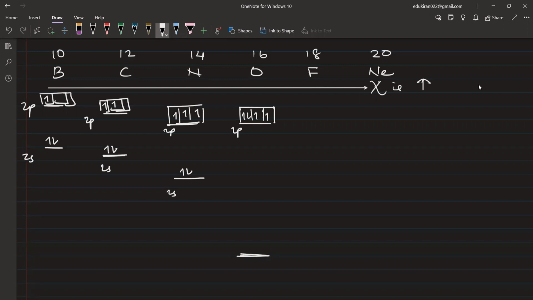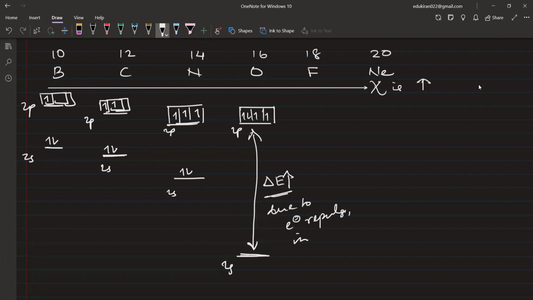Why? Because to compensate for this particular pairing repulsion, there is a pairwise repulsion in these 2 electrons, and to compensate for that, this 2s goes very low, and that is why there is a huge difference in energy when you have 2s and 2p of oxygen. Okay, difference in energy is very high due to electronic repulsion in 2p. Now all of you understood.